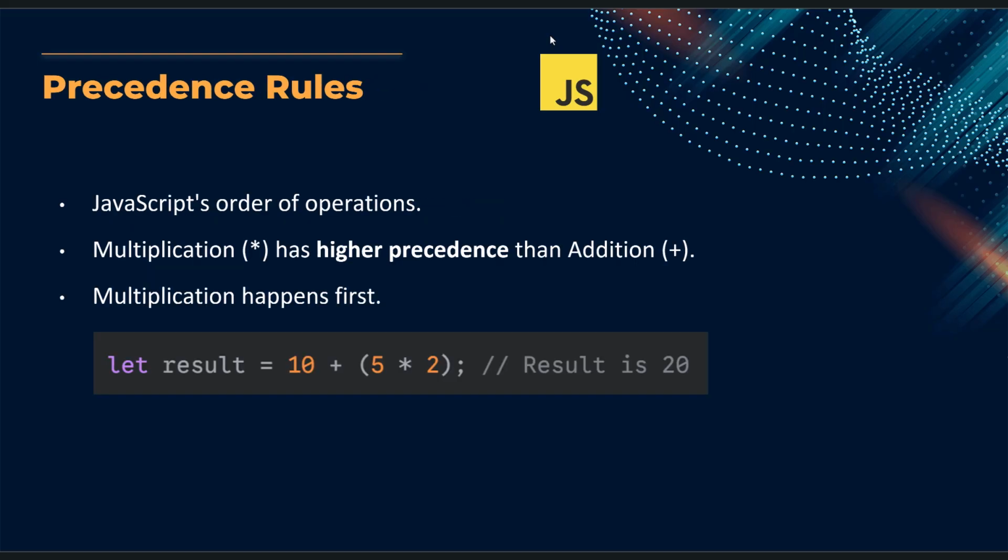It's like the rules in math that tell you the order in which to perform operations. JavaScript has its own set of rules. In JavaScript, multiplication has a higher precedence than addition. This means JavaScript will always do the multiplication first. So in our example, 5 multiplied by 2 is done first, and then 10 plus 10 is done. So result will be 20.